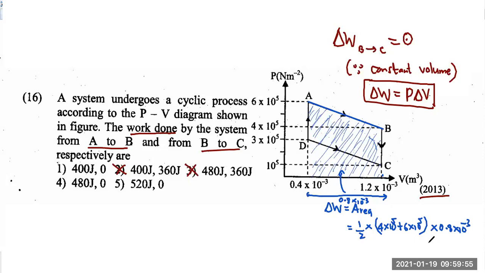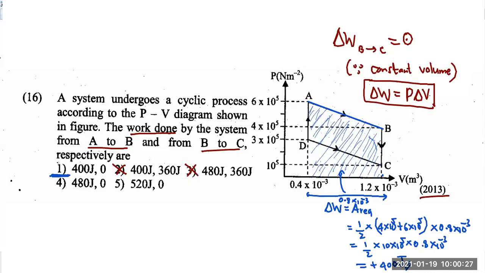We have substituted everything in SI units. So we'll be getting half into 10 into 10 to the power 5, into 0.8 into 10 to the power minus 3. And I think it's 400 plus 400 joules. Yeah, the answer is definitely the first.